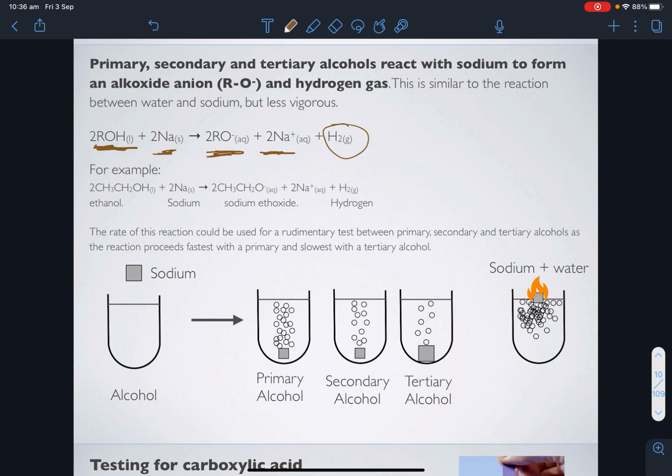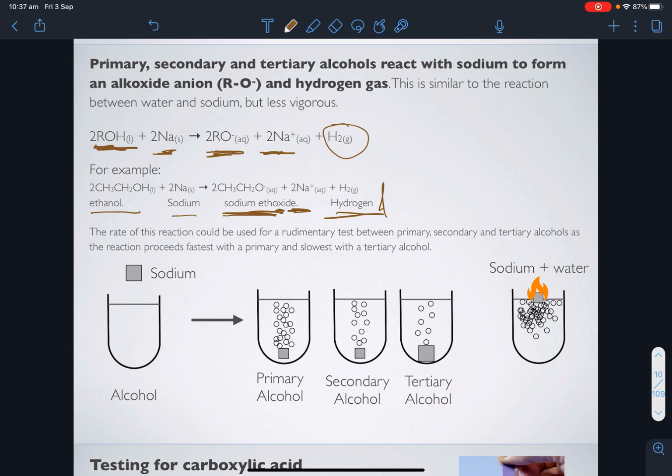So for example, here I've got ethanol and sodium. It forms the ethoxide ion in solution, and also the sodium ion, so the sodium gets oxidized. In solution you could write that as one formula, sodium ethoxide. And you've also got hydrogen gas coming off. Since we've got a solution and a gas coming off, you see a lot of bubbles.